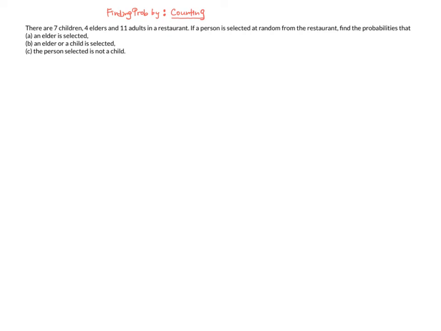So after the set notations and sample space, all that stuff, now we're starting to deal with probability questions. As you've learned in S3, there's a couple ways to tackle these problems. And the very first way of finding probability is by counting.